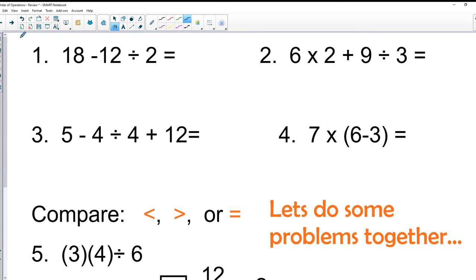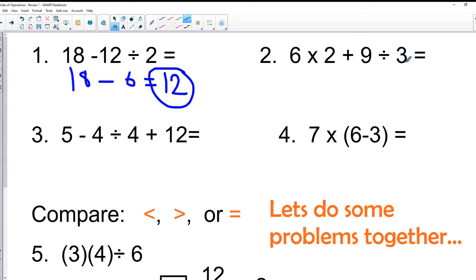Okay, let's do a few problems together and see how that works. So this one, we're going to do this division first. 12 divided by 2 is 6. Then we'll subtract that 6 from 18, which equals 12. Now, some people would have been tempted to go 18 minus 6 and then divided by 2, but that would be the wrong order.